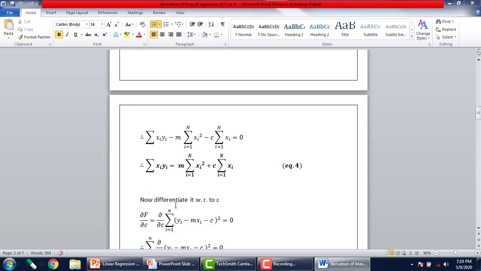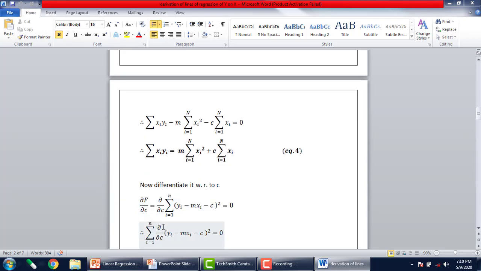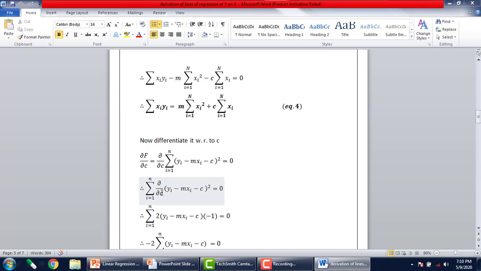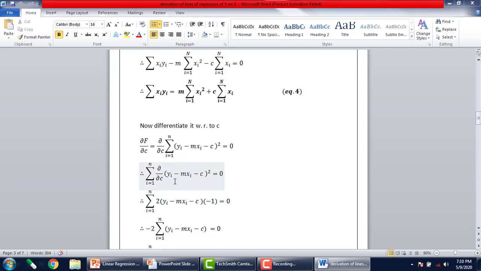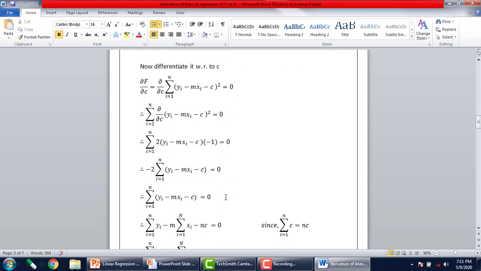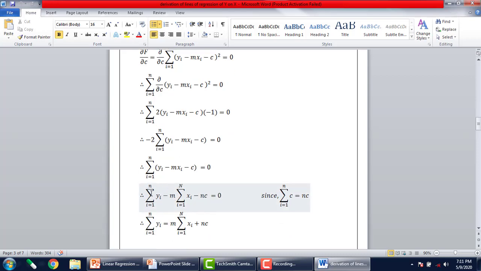Now we'll differentiate f with respect to c. In the partial differentiation with respect to c, m is a constant value. 2 in bracket yi minus mxi minus c, derivative of minus c is equal to minus 1. So this minus and this 2 go to the right hand side. So ultimately the equation will become summation of yi minus mxi minus c. After multiplying this summation inside the bracket, the equation becomes summation yi minus m summation xi minus nc. This nc is nothing but summation of c is equal to nc.